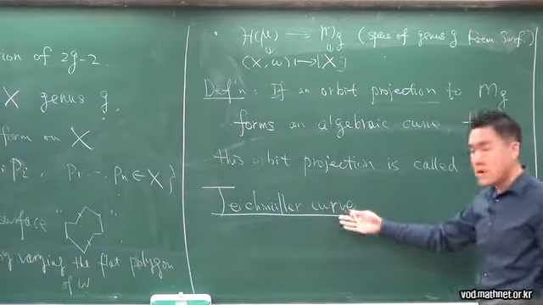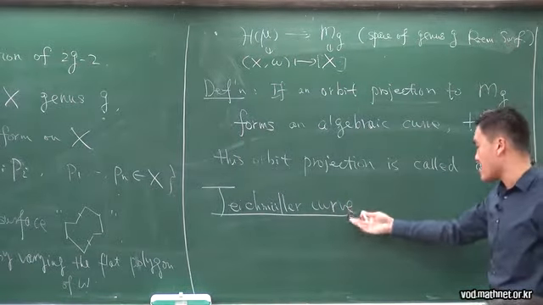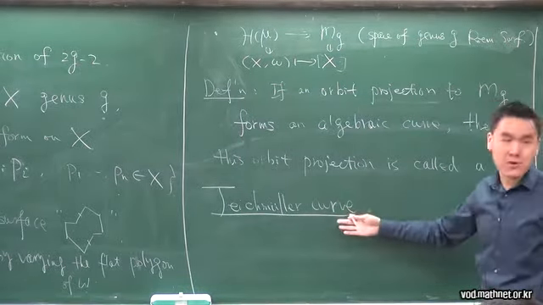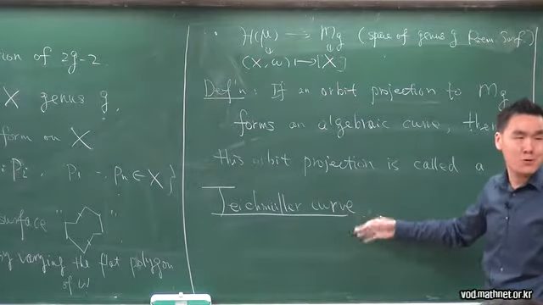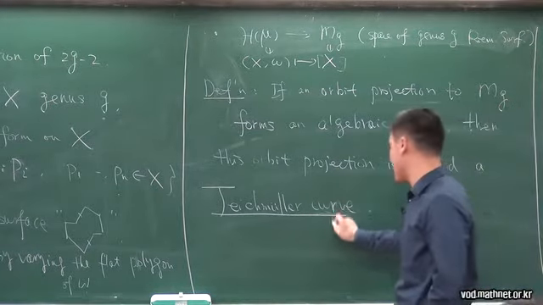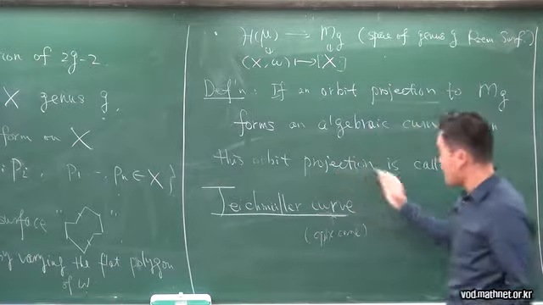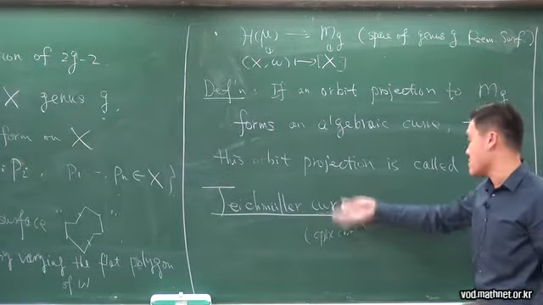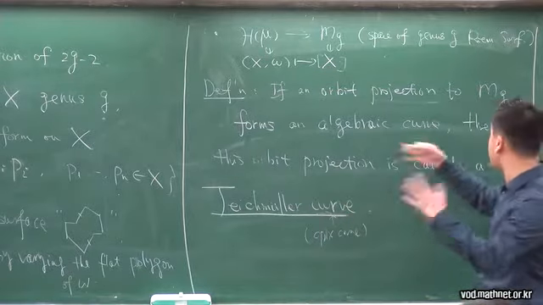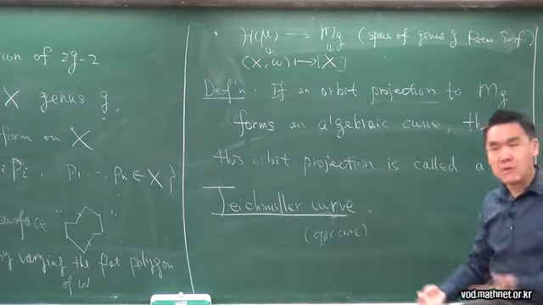Here, when I speak of Teichmueller curves, curve actually means a complex curve. It's complex one dimension, real two dimension. Or in other words, this projection image, if this happens, also becomes a Riemann surface inside M_g. It's complex one dimension.